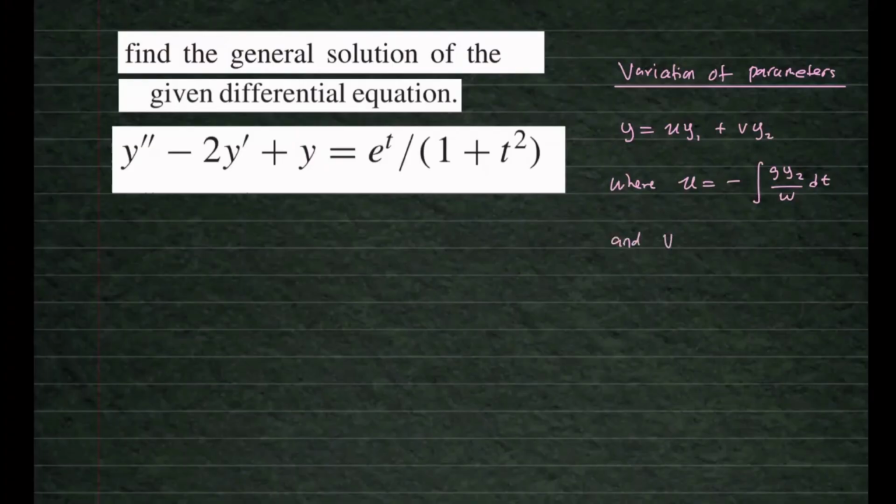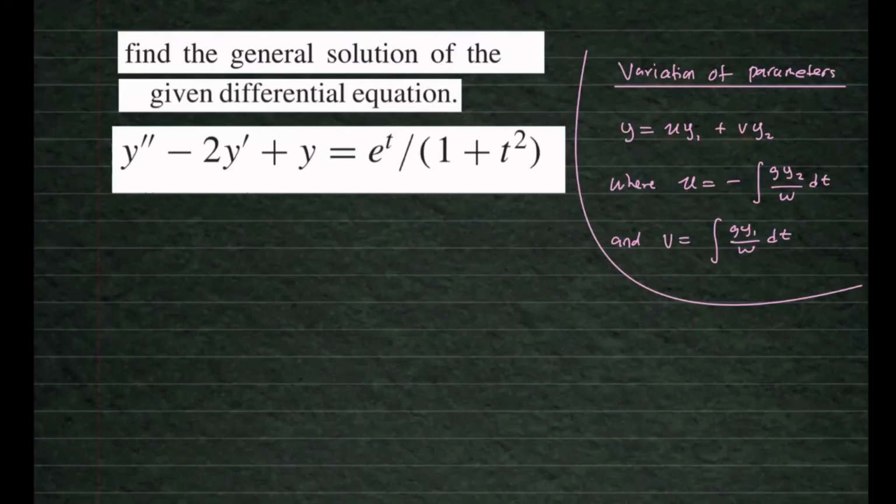And the formula to determine v would be the integral of g times y1 over the Wronskian dt. So hopefully you have seen that already, the derivations. Some textbooks might use different notation, but eventually you get to the same answer. So some books might use u1 and u2 for my notation of u and v.